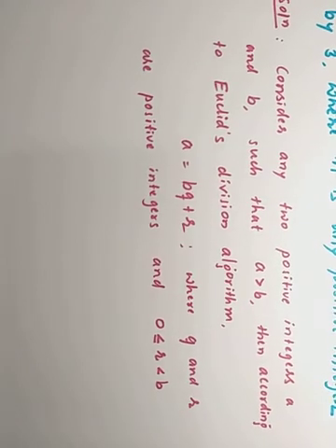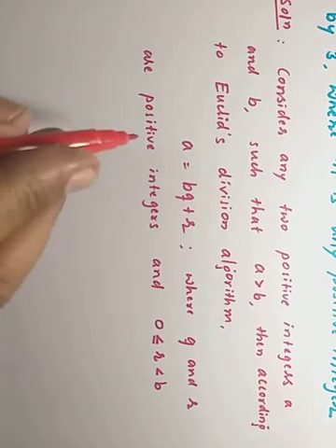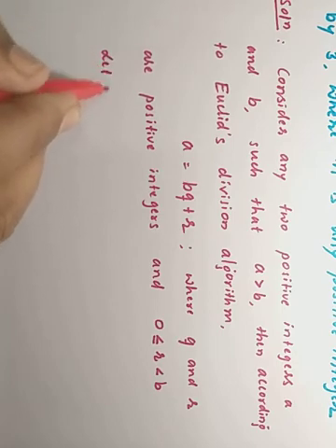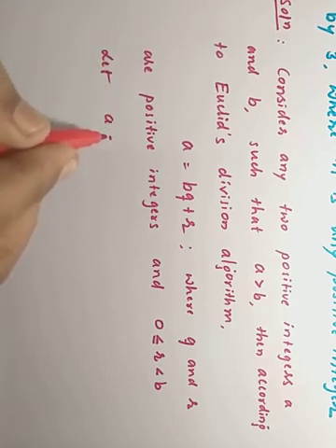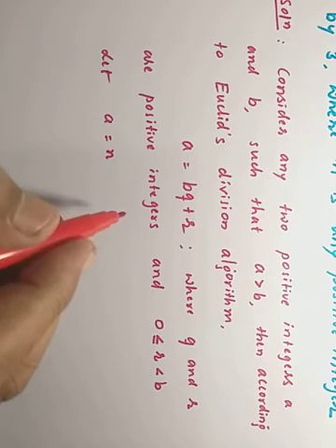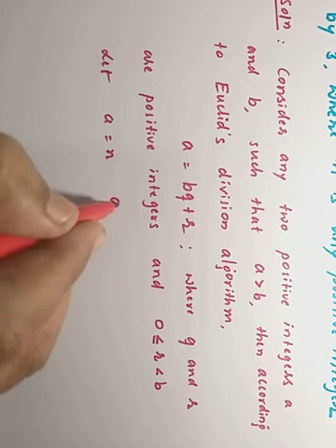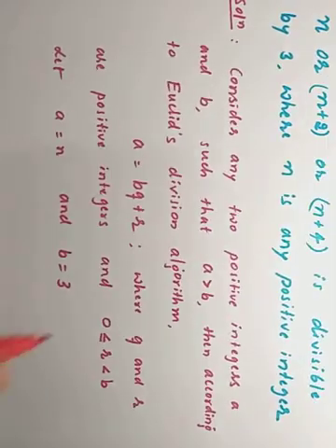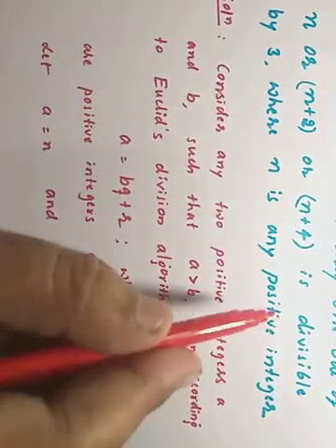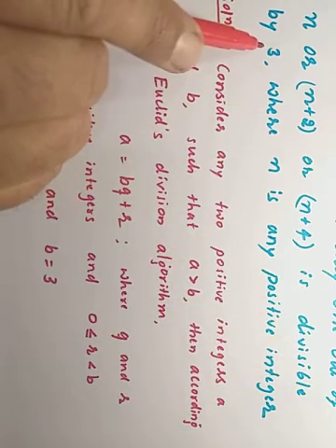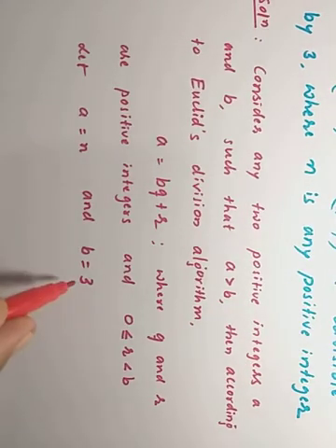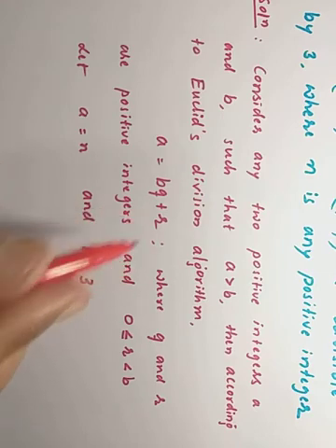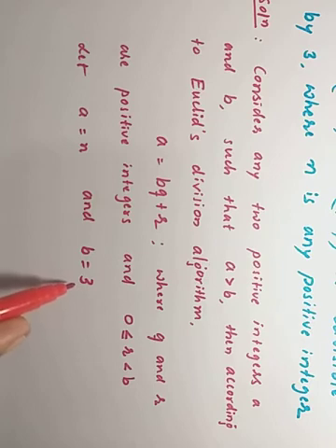Here, let a is equal to n and b is equal to 3. Why? Because in the question it is divisible by 3. That means it should be 3. b is equal to 3, and hence r should be less than 3. That is, it can be 0 or it can be 1 or it can be 2.